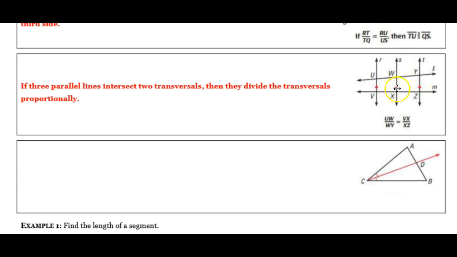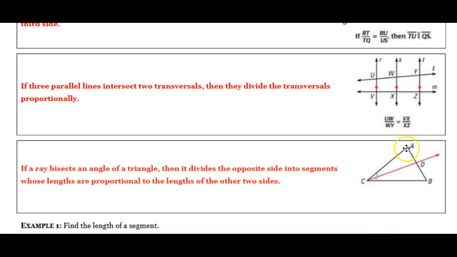So again, if it helps, you could consider this middle parallel like your fraction bar, and then that's how it separates the segments. And then last, we're looking at a triangle and an angle bisector. So if a ray bisects an angle of a triangle, so CD is an angle bisector, that means ACD and DCB are congruent angles. Then it divides my opposite side, AB, into segments whose lengths are proportional to the lengths of the other 2 sides.